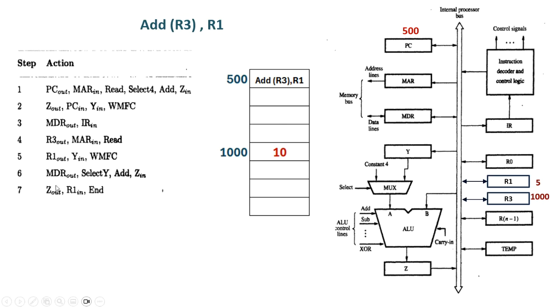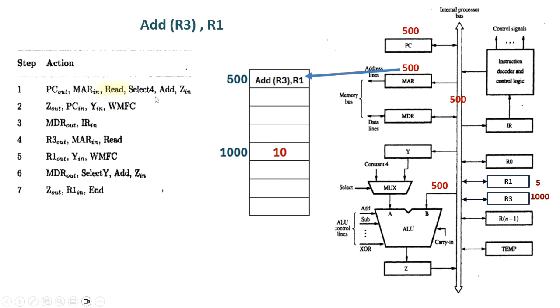These contain 7 steps. For the first step, the control signal is PC out. PC out is nothing but the content present in the program counter being moved into the internal processor bus. The ALU B input is the open connection, so this data can be automatically updated here. The next control signal is MAR in, so the 500 can be updated here. When enabling the read, your processor can read the content from the random access memory at the address 500. It takes some time.